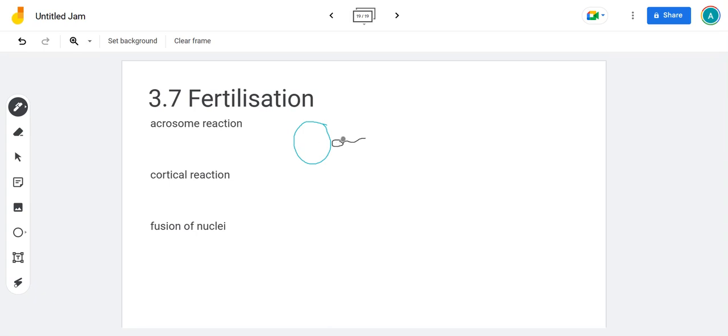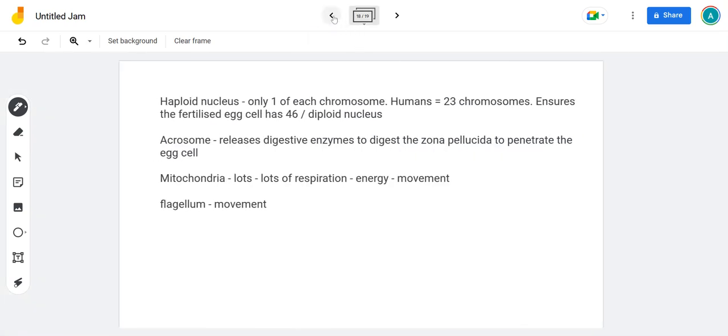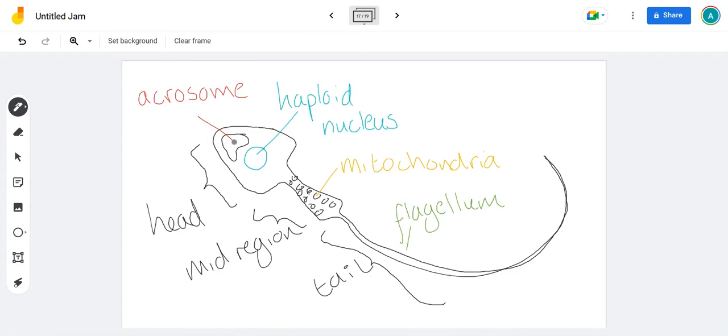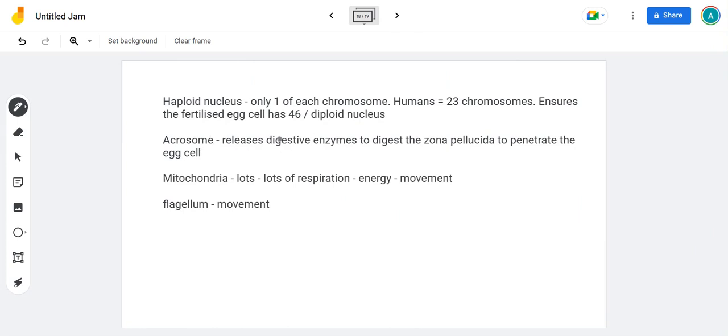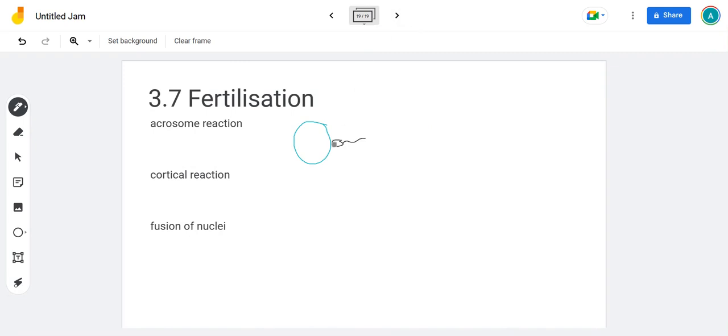But the acrosome reaction is when the sperm's head, right in the tip of the sperm's head, it has this acrosome, and in that acrosome it has these digestive enzymes, and it's these digestive enzymes that can digest the zona pellucida.